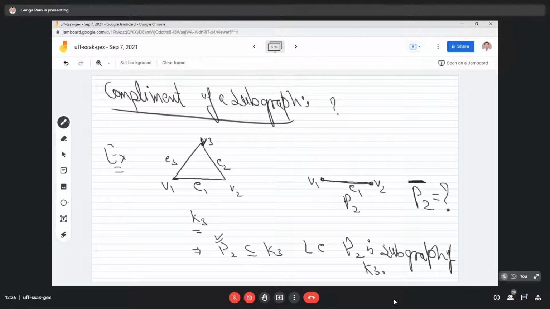I am talking about the complement of a subgraph with respect to K3. Yes, you are saying that 3 vertices will be here and E2 and E3, two edges, will also remain. E2 and E3.